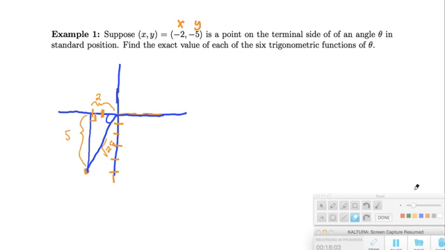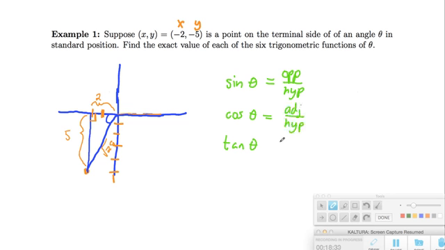So here we go. We've got sine theta, cosine theta, and tangent of theta. Remember that sine is opposite over hypotenuse. Cosine is adjacent over hypotenuse. Tangent is opposite over adjacent.